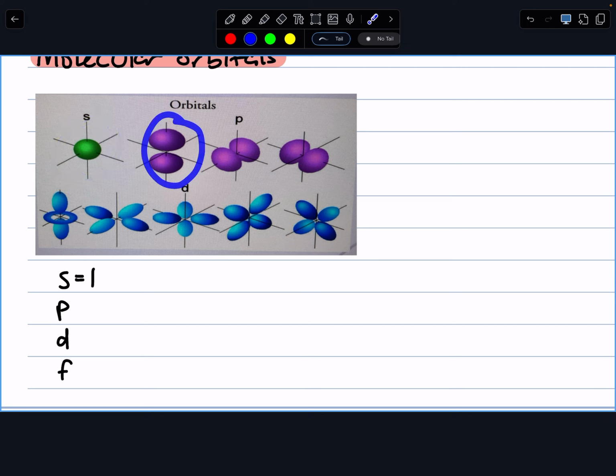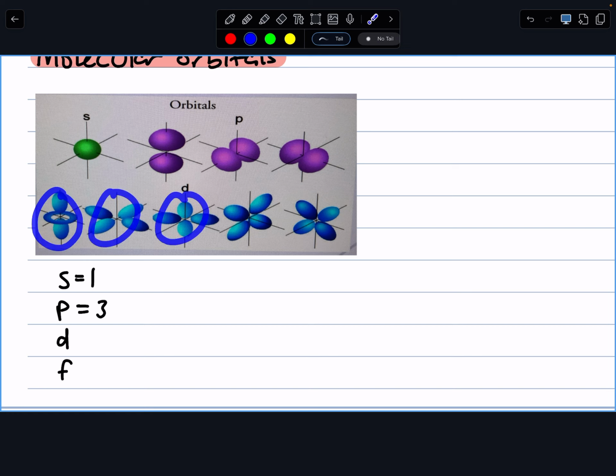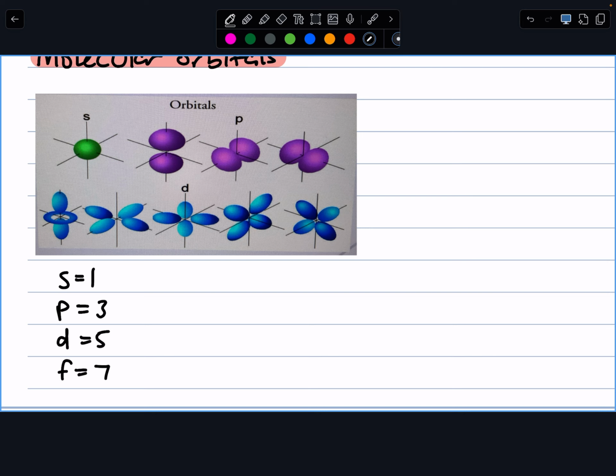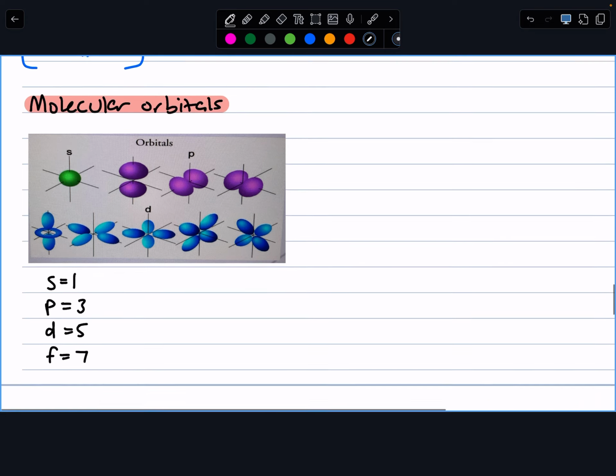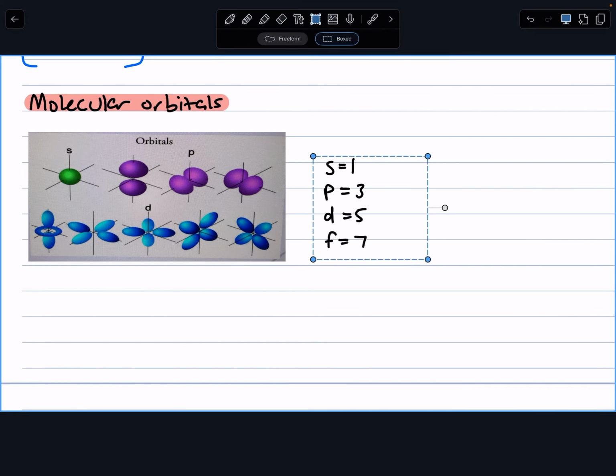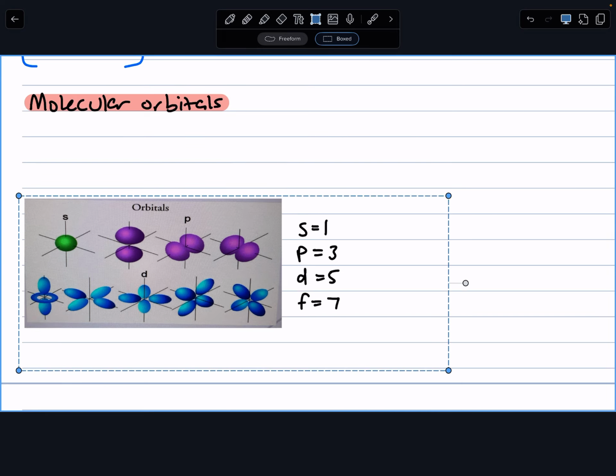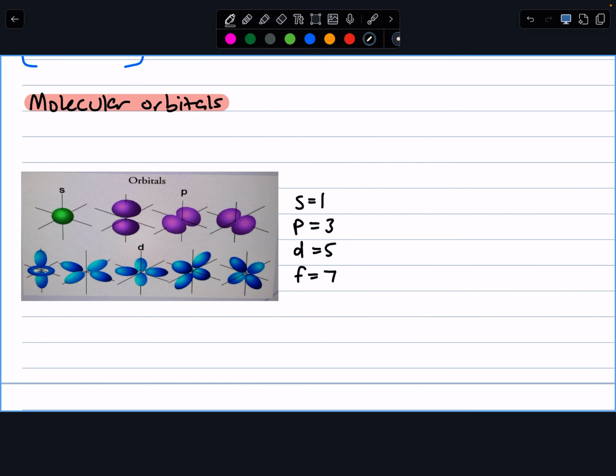Okay, for P, how many shapes do you see here? 3. So P's have 3. So D's have how many? You're counting the graphs, really. Okay? And then F's have 7, but we don't care about that. So molecular orbitals, basically, what I want you to know about this slide is that there's a definition that you have to remember.